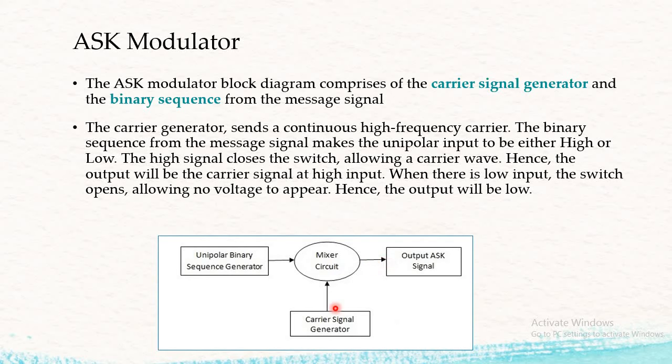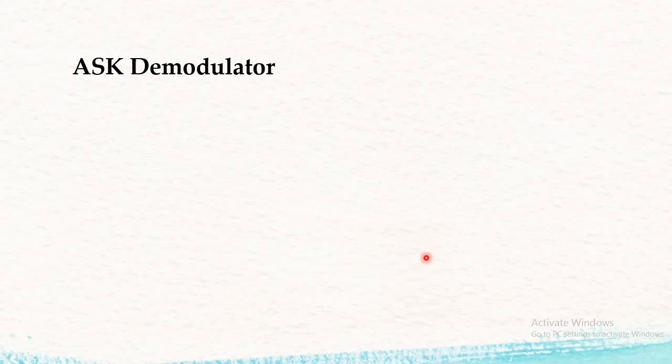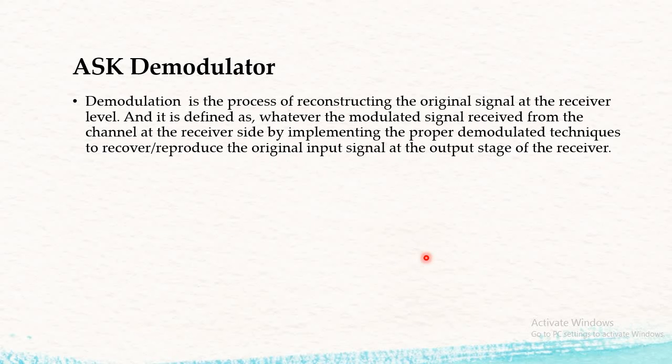When the input is low, the switch opens or the mixer signal output is going to be 0, and the output in that case is low. So this is the working of an ASK modulator. Next one is the ASK demodulator.